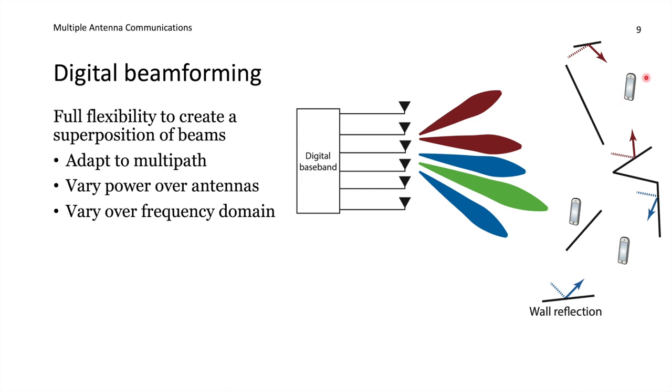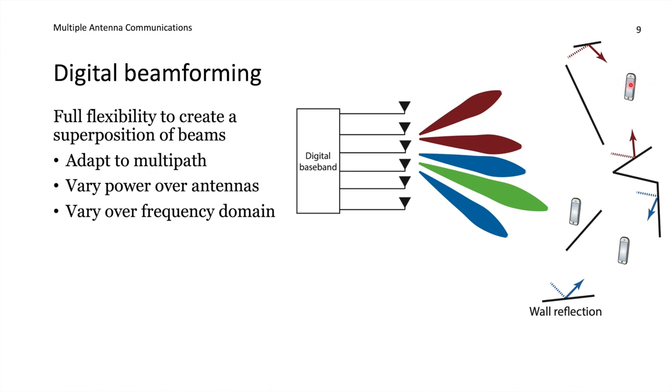So if you have a user here, it's a non-line of sight because we have a blocking object here. Well, there are two different ways that the signal can make it to the user. So we are sending two different beams in different angular directions. They are bouncing on these objects and then they are reaching the user in phase, if we make sure that we transmit the signal through these two different beams phase shifted in such a way that the signals reach the user in phase.